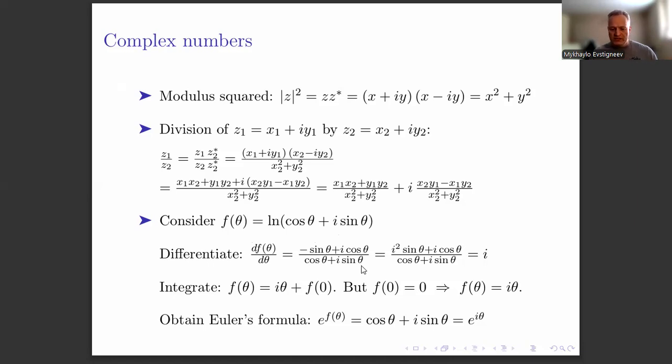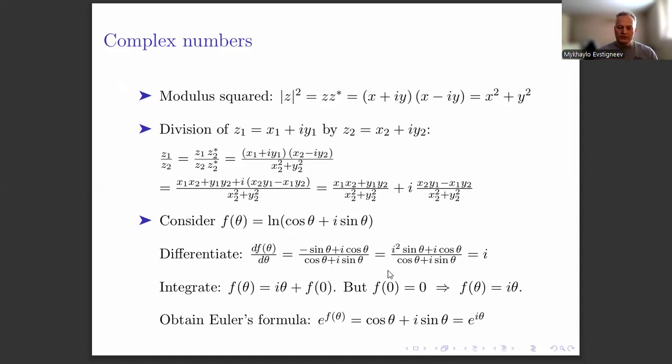Now we need to differentiate the argument of the logarithm with respect to theta. Cos theta after differentiation gives me a negative sine theta. Sine theta gives me cos theta multiplied by i. And now I see that the numerator and the denominator look pretty similar, but not quite.